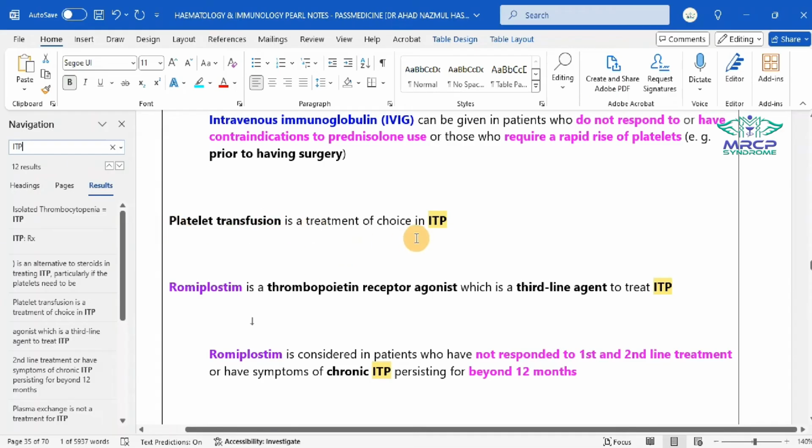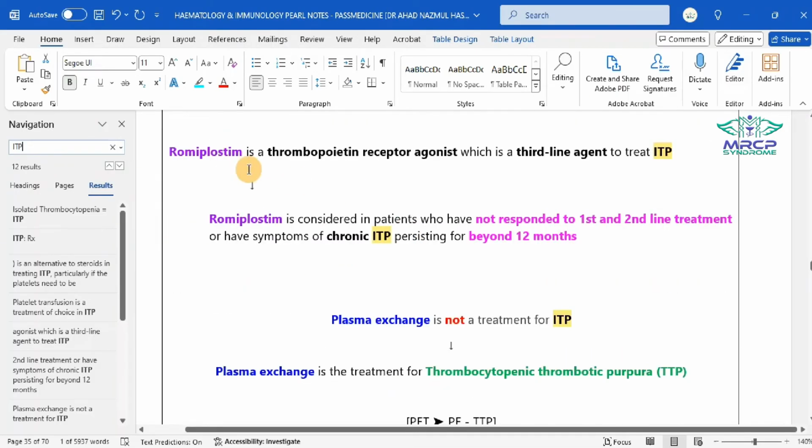And you can also go for the platelet transfusion. Romiflostim, this is a thrombopoietin receptor agonist, which is a third line agent to treat ITP. So romiflostim is considered in patients who have not responded to first line and second line treatment, or have symptoms of chronic ITP persisting beyond 12 months.